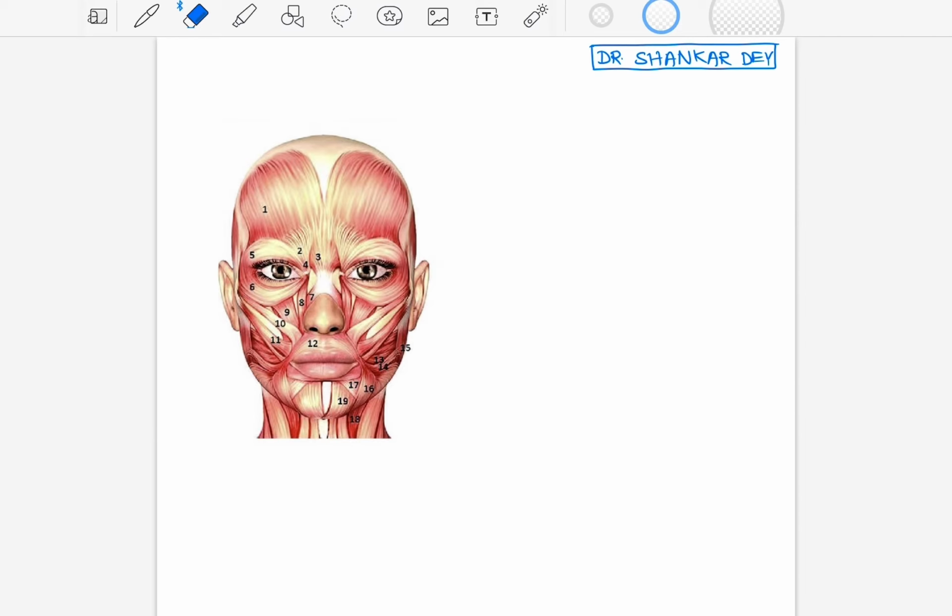Next is anger. During anger there will be dilatation of the nasal aperture and depression of the lower part of the nasal septum.